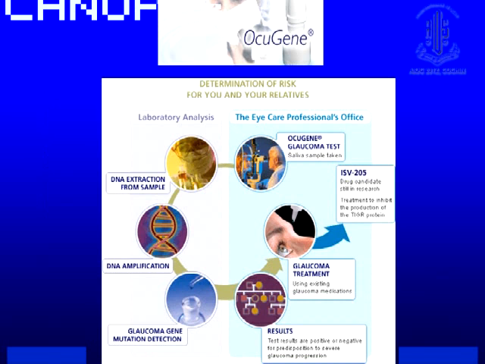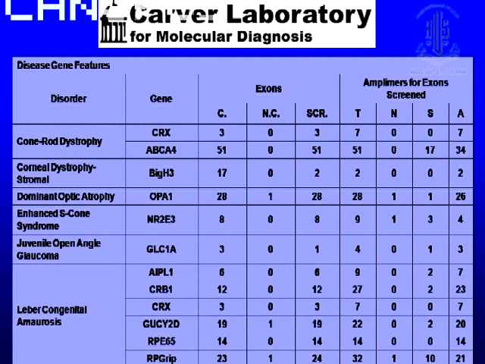So this is the slide I would like to express. This is the Corvus laboratory. I think they are anticipating what kind of exons they are targeting, and how many exons. Not only for glaucoma, the primary open angle glaucoma, they listed so many genes.